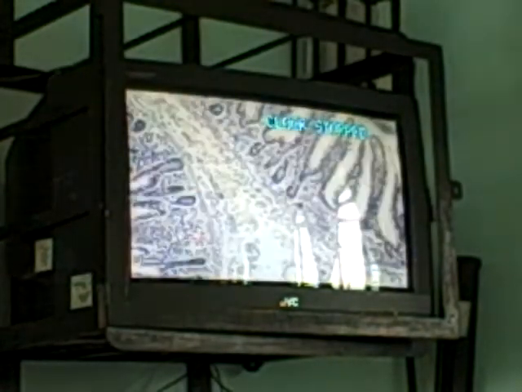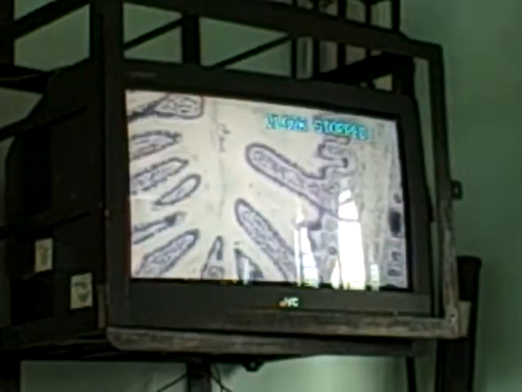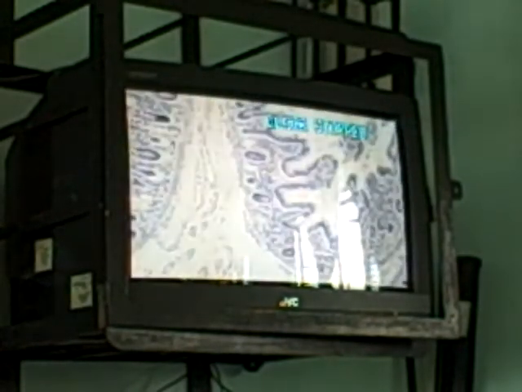This one could be. Let's try. Peyer's patch. Let's see. Maybe it's just folded lining epithelium. Could be a Peyer's patch. Remember the Peyer's patch, which are your lymphatic nodules in the lamina propria. Where is it? It's gone. No more.